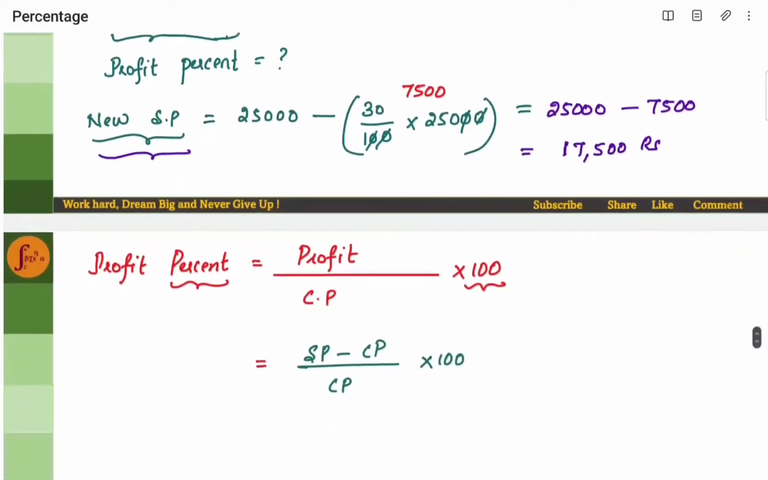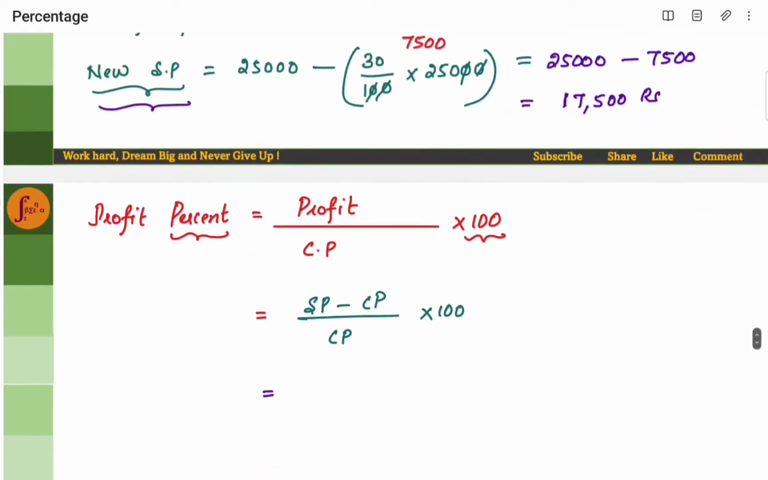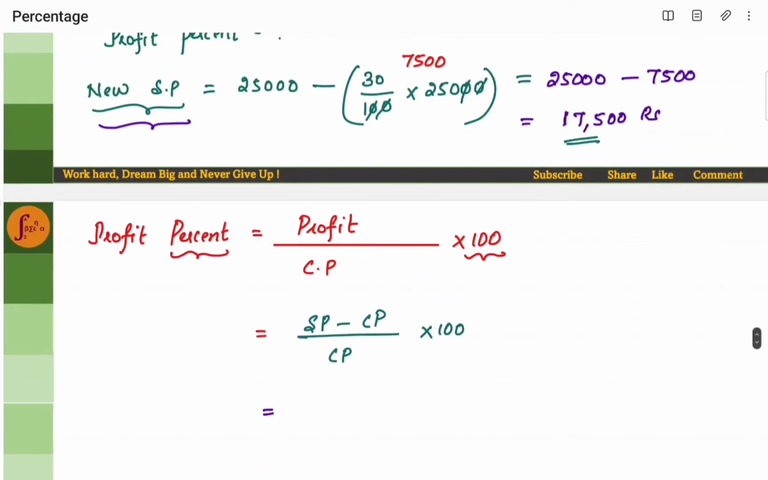What is the formula for profit percentage? Profit percentage is profit by cost price into 100. We have to multiply it by 100 because we have to find percent. What is profit? We don't know what is profit. But profit is selling price minus cost price. Now, what is selling price here? This is what is sold: 17,500.